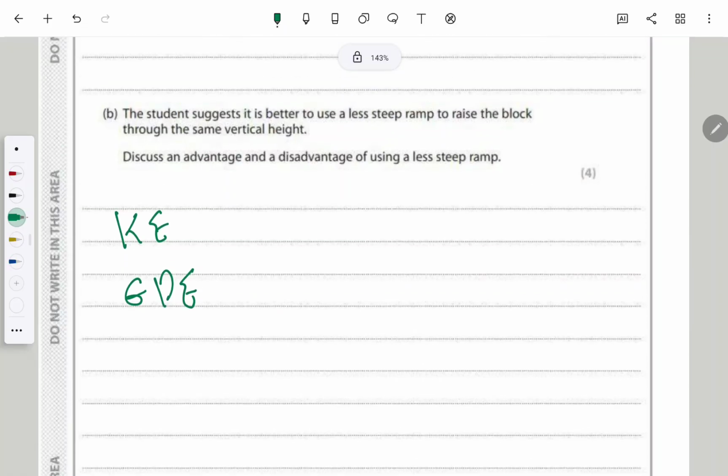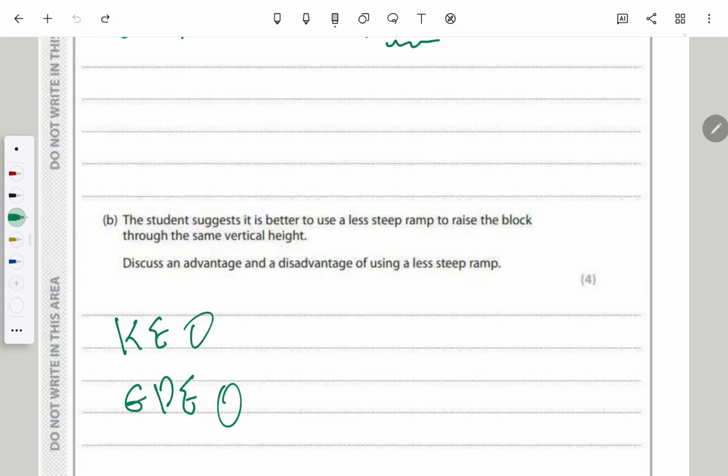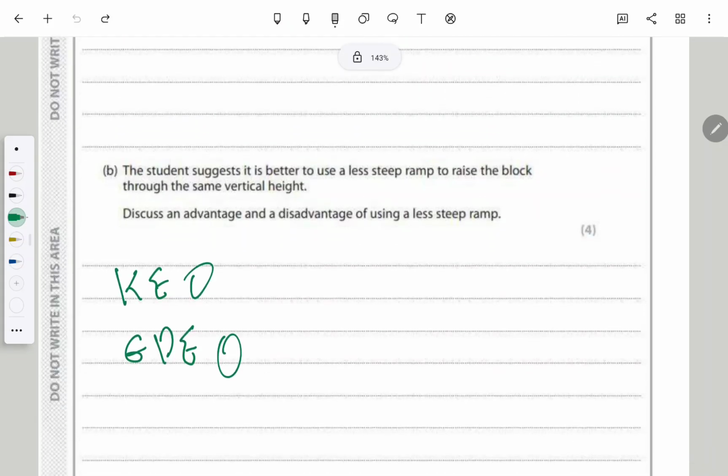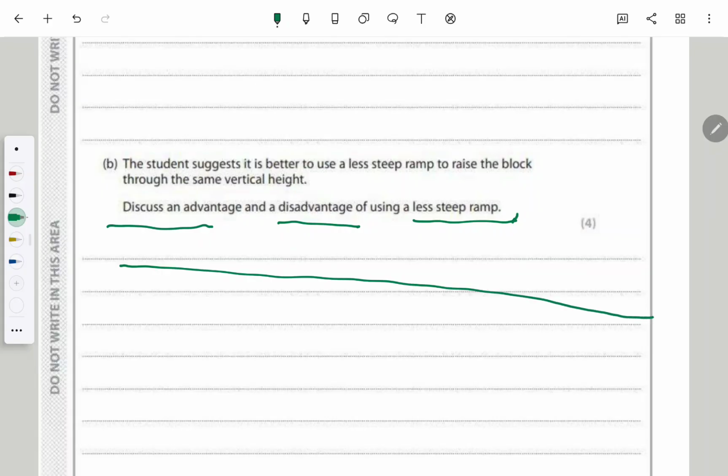You need to explain it in this question by answering how it affects this one and how it affects this one. In such a scenario, the gravitational potential energy wouldn't be affected because it's the same height you're traveling, but the kinetic energy can be affected and the work done can be affected. I'll make it simpler and answer what would be an advantage and what would be a disadvantage of using a less steep ramp. A less steep ramp doesn't go as high. It's like this one. So we'll start with the advantages.